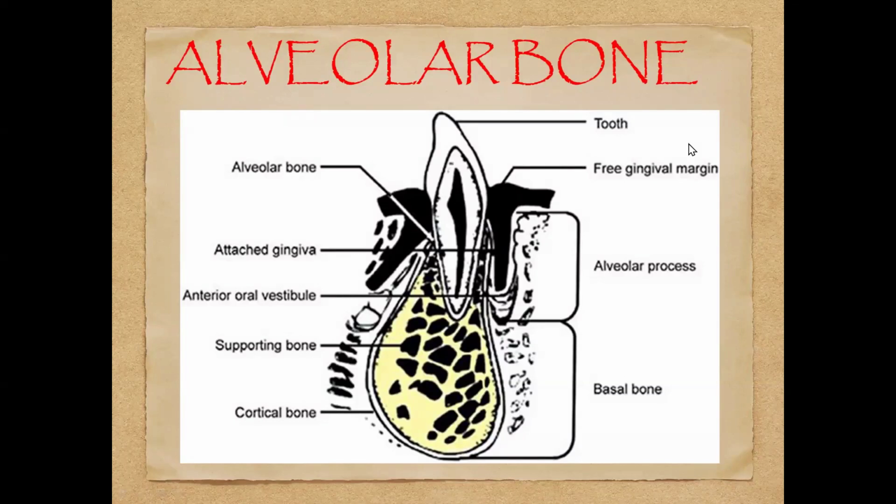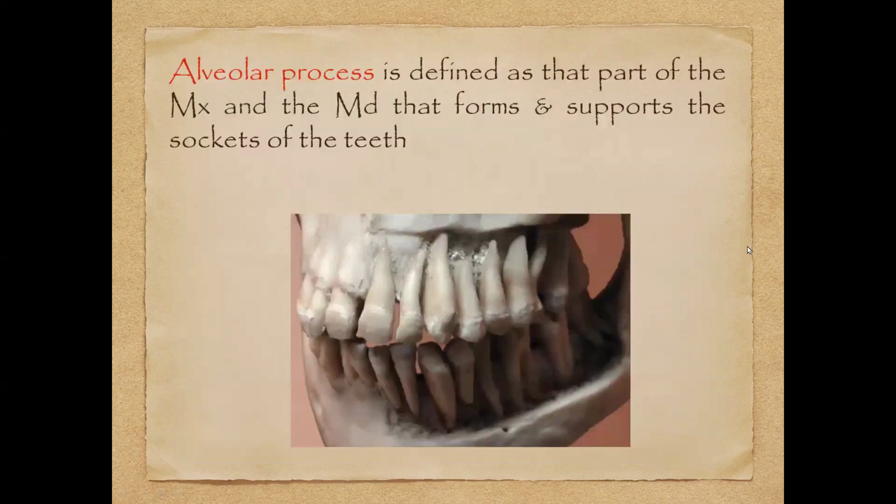Good morning. We will discuss the topic of alveolar bone. The alveolar process is defined as that part of the maxilla and the mandible that forms and supports the socket of the tooth.